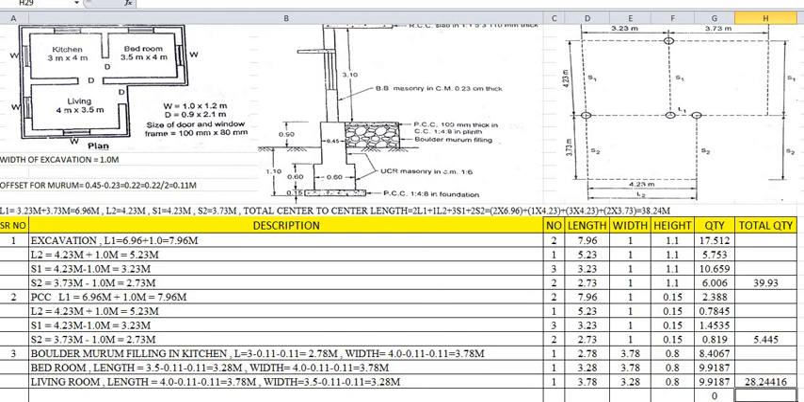In the next lecture, we will consider some more concepts on boulder filling, murum filling, PCC or flooring. So in every lecture, there are somewhat different concepts to be used.